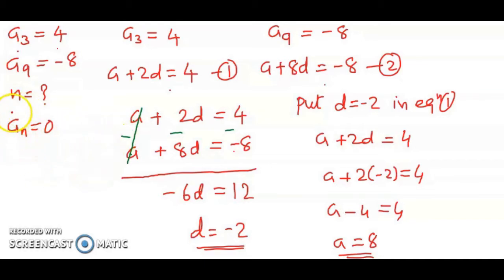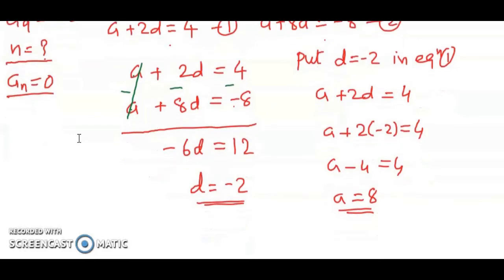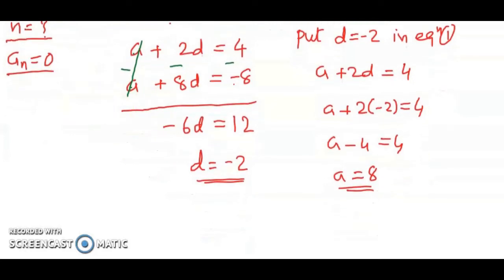Now if you see the question here, we want to find the n and an is given 0. So let's put the formula of an. The formula of an is an equal to a plus n minus 1 d. Here an is given 0, a we have found out 8, d is minus 2. So here we will find out the value of n.